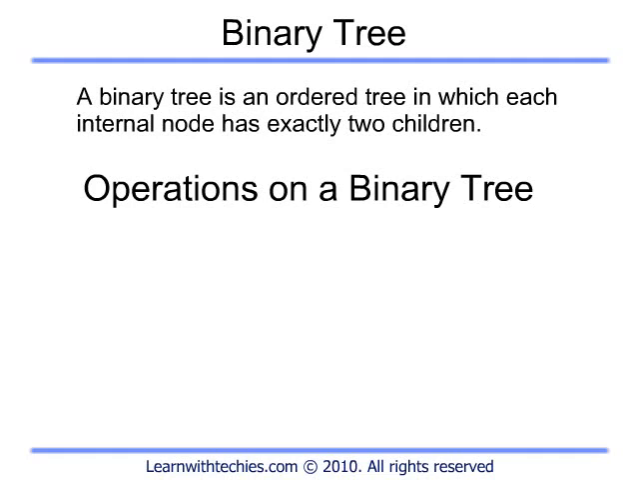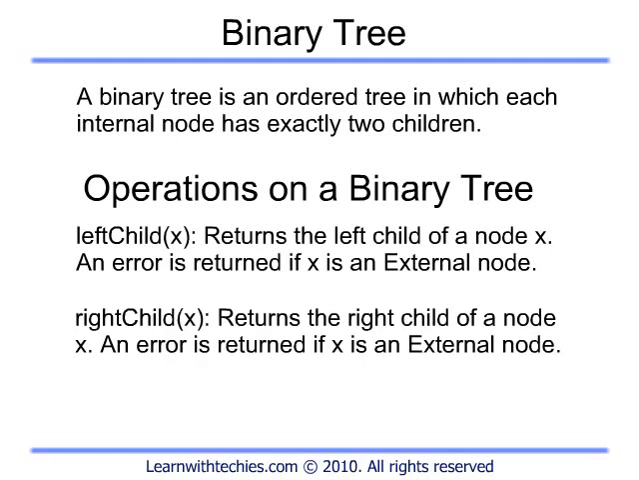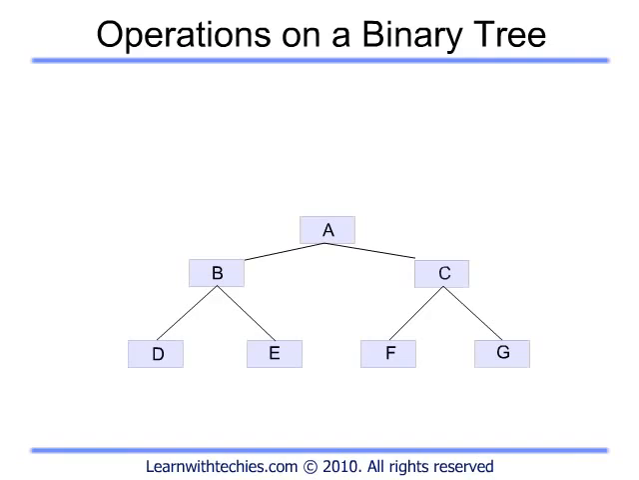There are three basic operations on a binary tree. Left child will return the node on the left side of the current node. If there is no left child it will return an error condition. Right child will return the node on the right side of the current node. If there is no right child it will return an error condition. If the current node is the right child, then sibling will return the left child of the node. If the current node is the left child, then sibling will return the right child of the node. If there is no sibling, it will return an error condition. Let us see how these operations work on a sample binary tree.